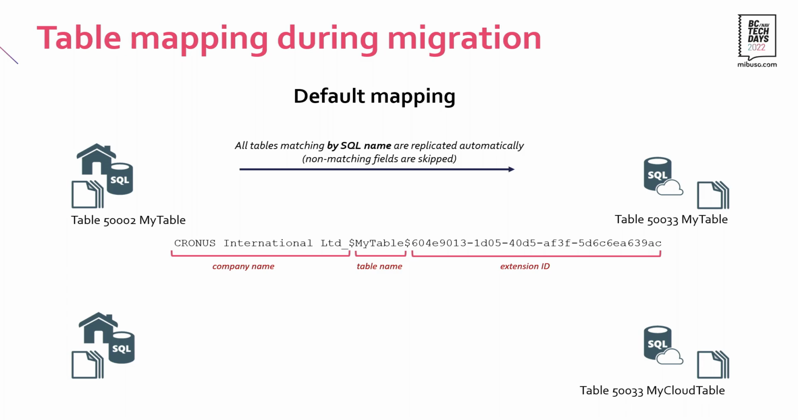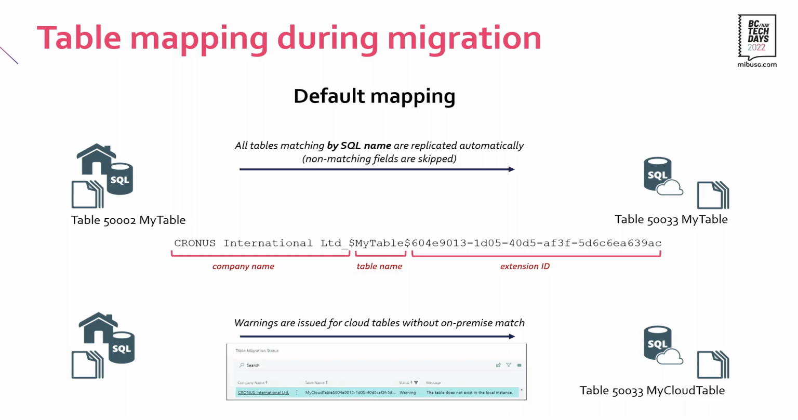Another case: if you have a table in the cloud, but there is no such table in the on-premise database. In this case, we replicate the data for all the other tables, but for this table, you'll see a warning that the table doesn't exist in the local installation. In most cases, it's safe to ignore it, but just make sure that this is expected, that this is what you wanted and you didn't miss this table for some reason.